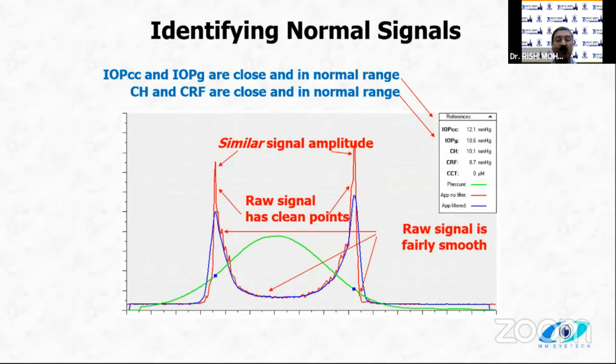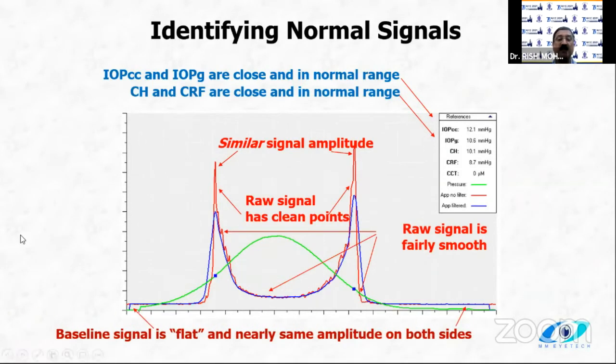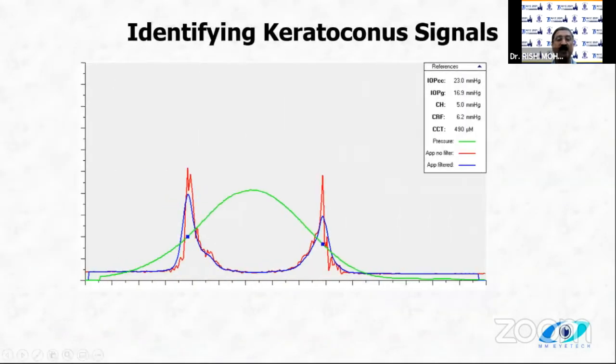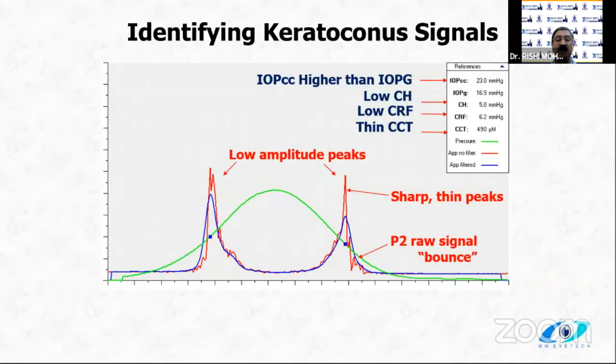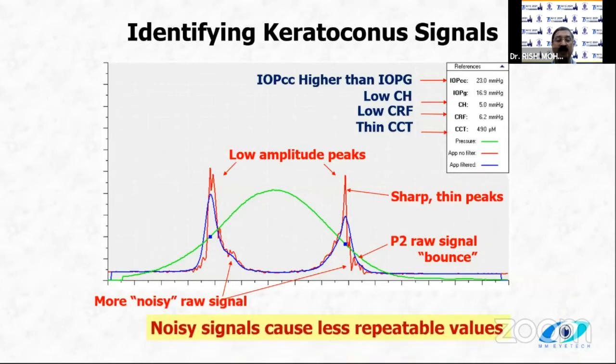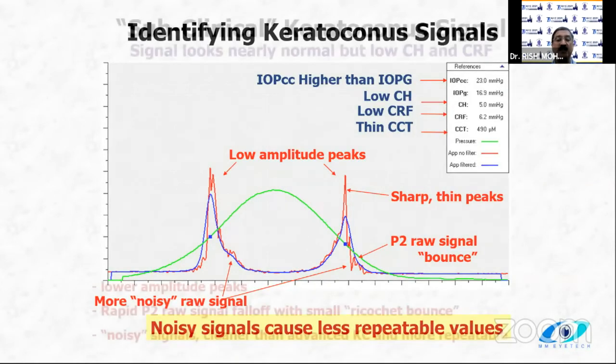And again, people will ask for those magic numbers on how to take a decision, but one must look at the signals. And you can see here, this is the beautiful normal cornea signal where there's a good signal amplitude, good clean points, fairly smooth, and the signal is flat with the same amplitude on both sides. When we look at the keratoconus patients, other than the CH and CRF values and a thin corneal center, there are low amplitude peaks. They are sharp and thin. There's a raw signal bounce that happens because of the tremulousness of the cornea, and there is noise in the raw signal. And these can actually reduce the repeatability of these values as well.